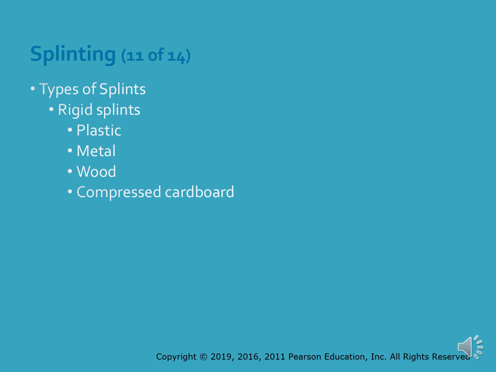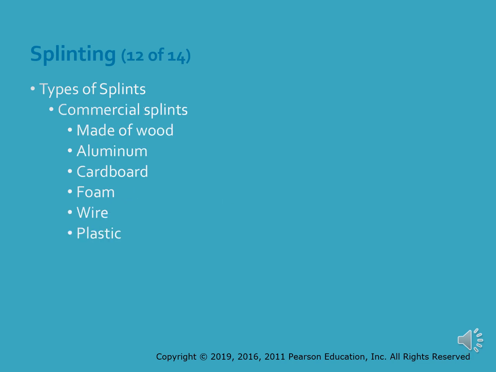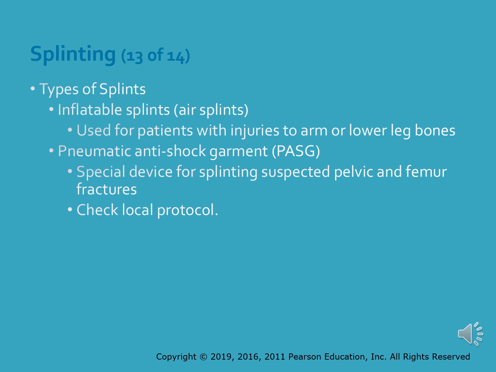Moving on to rigid splints, they can be plastic, metal, wood, or even compressed cardboard. As far as commercial splints go, they can be made of wood, aluminum, cardboard, foam, wire, and plastic. Inflatable splints or air splints are used for patients with injuries to the arm or lower leg bones. The pneumatic anti-shock garment is a special device for splinting suspected pelvic and femur fractures, but you want to be sure that you check your local protocols before using these because they're not highly used everywhere.